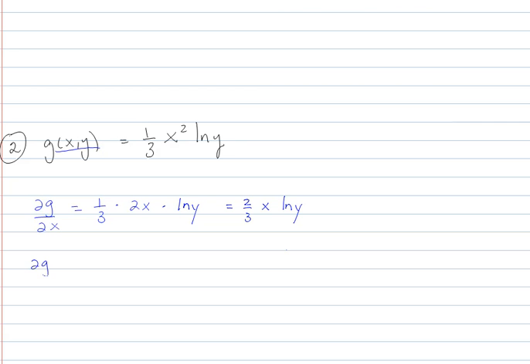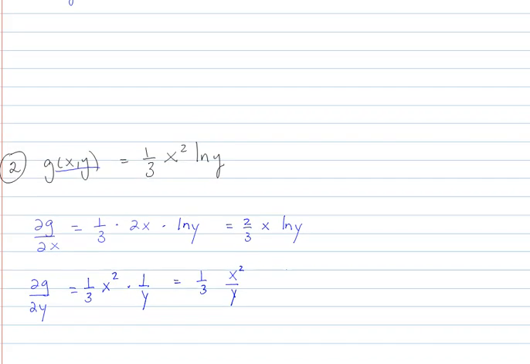I also could find the partial derivative with respect to y, and for that now this 1/3 x squared is a constant, so I'll just carry it, and then I find the derivative of the ln of y, which is 1/y. And so in this case I have 1/3 x squared over y. Again, these two derivatives are different, one from the other.